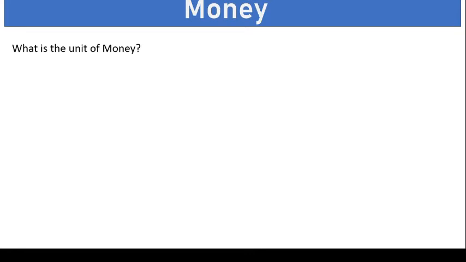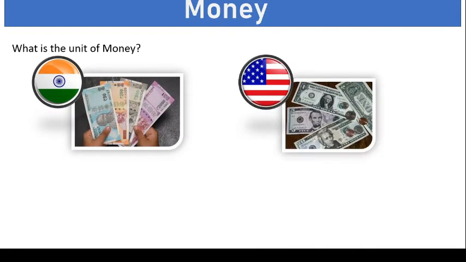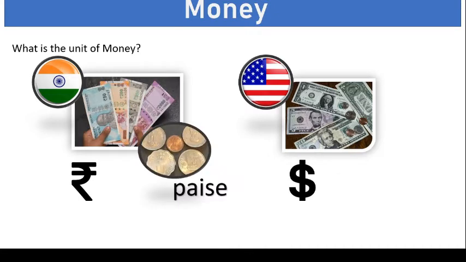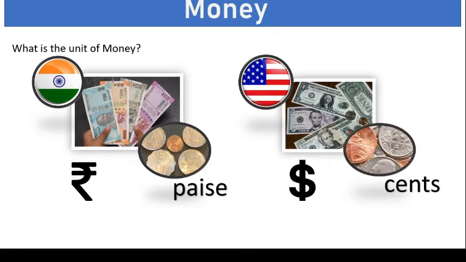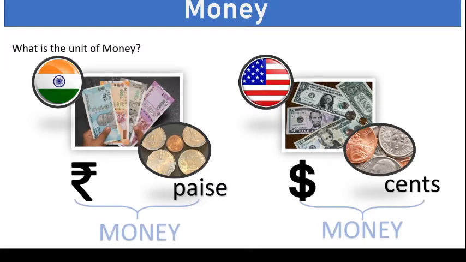Now let's look at the unit of money in India and in USA. In India the unit of money is called rupees, and in USA it is called dollars, and these are the signs. The change, that is the coins that we use in India, are called paise, and in USA they are called cents, and it is this combination of rupees or paise that make money.